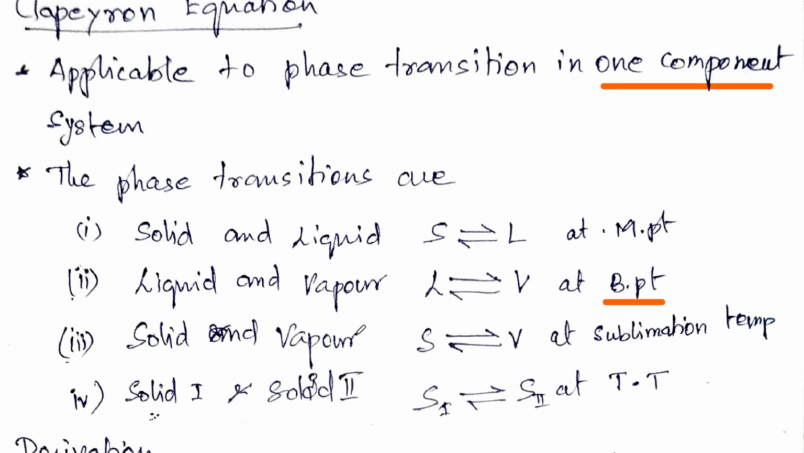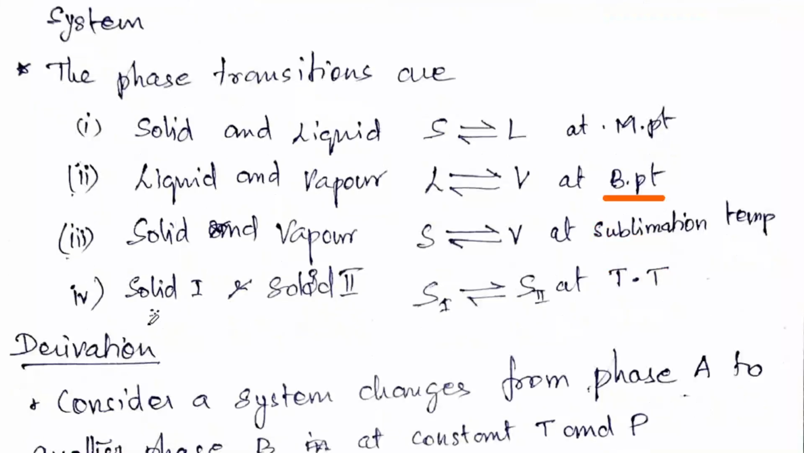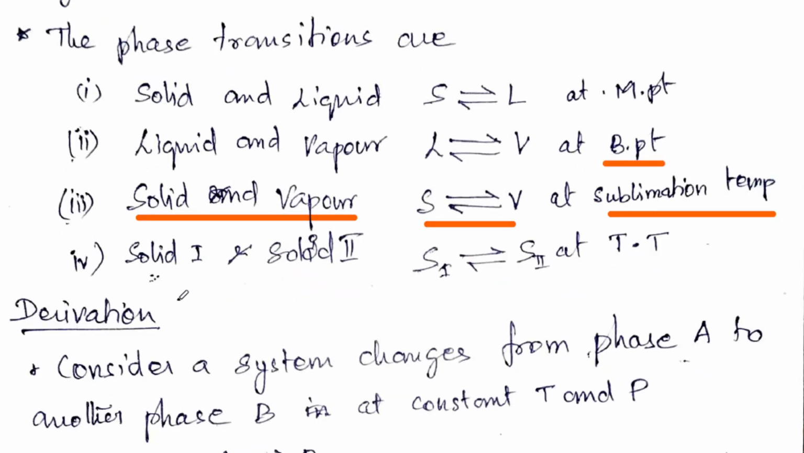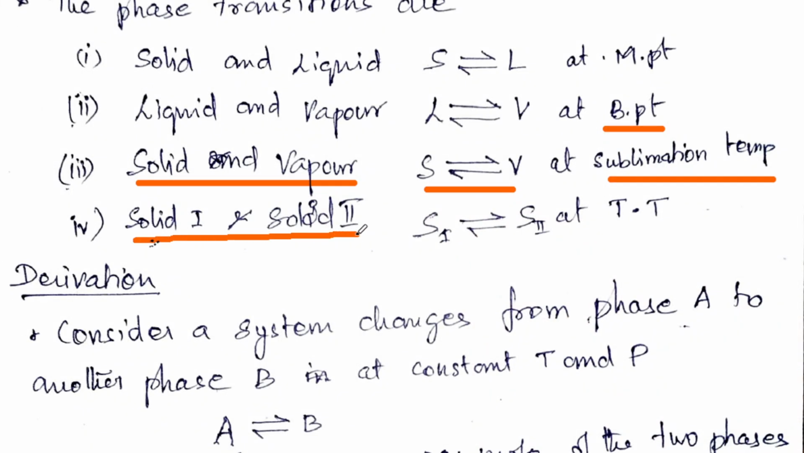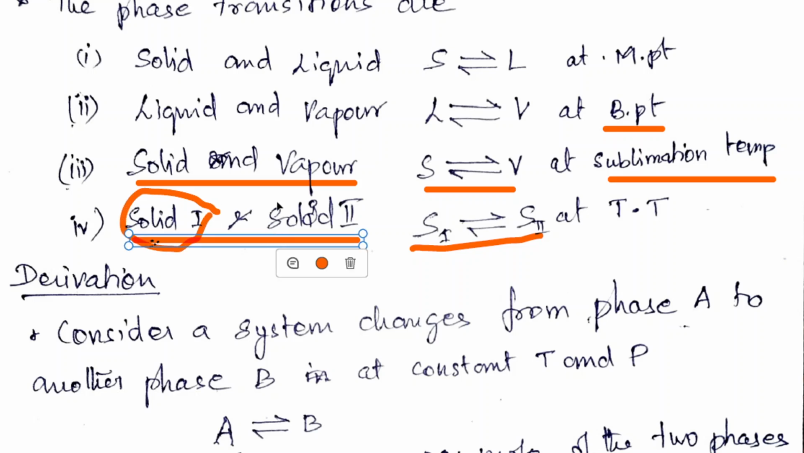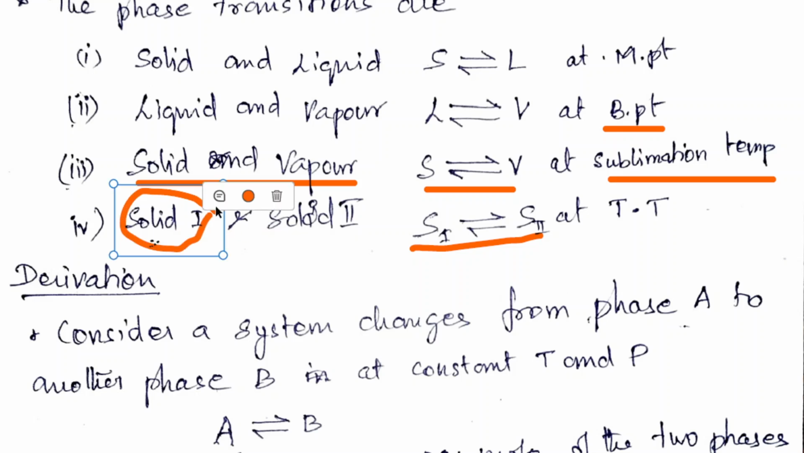The third phase transition we may consider is solid to vapor, at the sublimation temperature. And for some substances, in some cases there may be two solids in phase transition, that is solid 1 and solid 2. For example, sulfur exists as rhombic sulfur and monoclinic sulfur, and they may be at the transition state. These two solids will be at equilibrium.